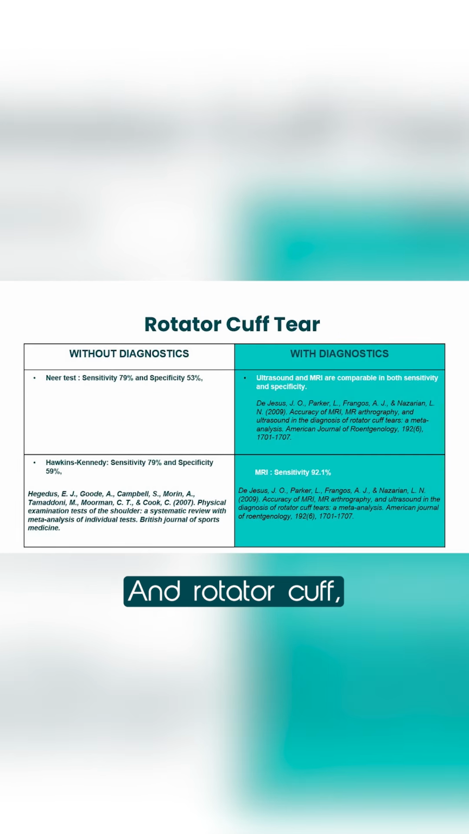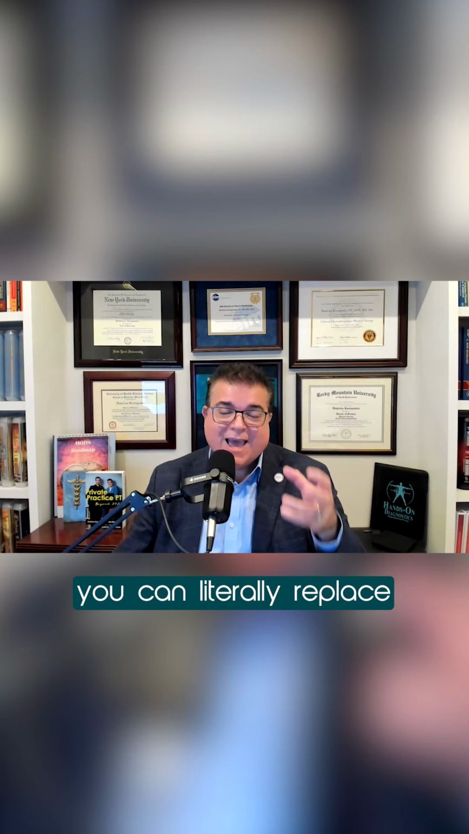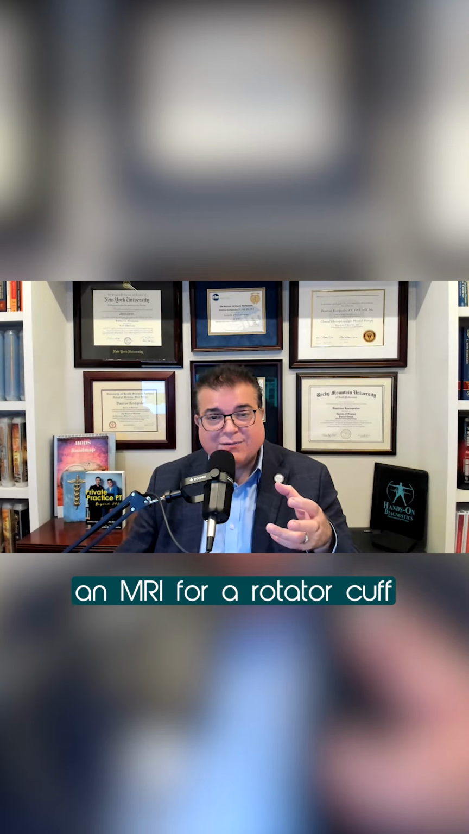And rotator cuff, look at that. Ultrasound, musculoskeletal ultrasound, and MRI are comparable in both sensitivity and specificity. In other words, you can literally replace an MRI for a rotator cuff tear condition with a musculoskeletal ultrasound.